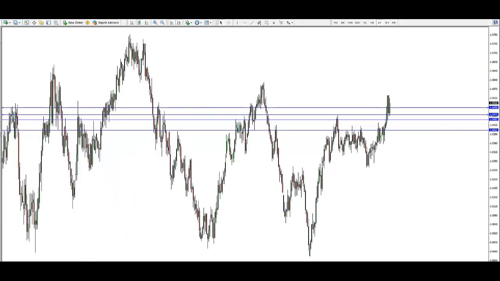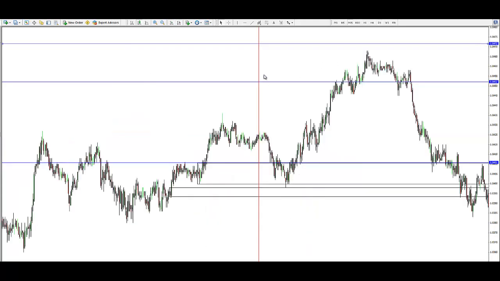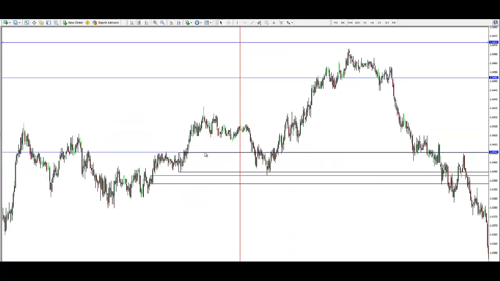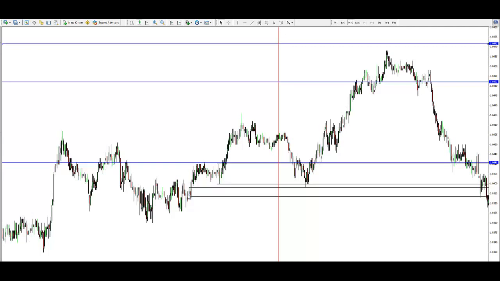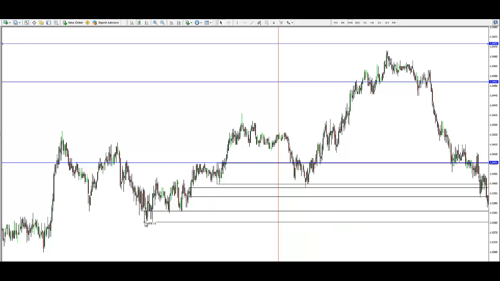So if I now zoom in to find my entry and stop loss. This is the daily bar close. Now we can see we've got demand here, which led to the breakout, and then we've got a lower demand here, and then in fact we've got even lower demand down here.